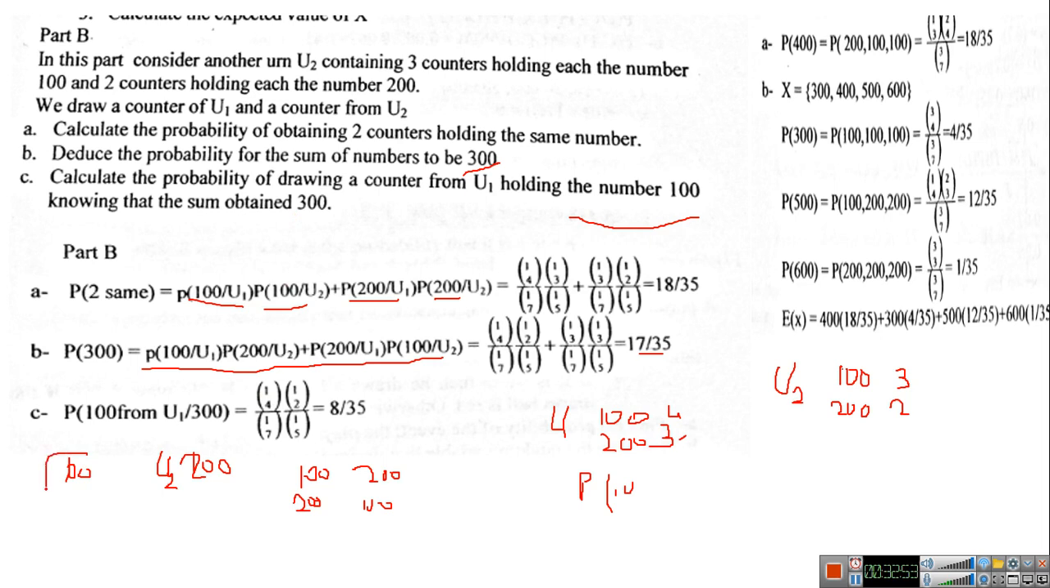So to get 100 from the first urn, how many ones do I have? I have 4, so 1 out of 4 over 1 out of 7. But I know I need to draw 200 from urn 2. How many do I have in urn 2? 200. I have 2. So 1 out of 2 over 1 out of 5. The answer will be 8 over 35.